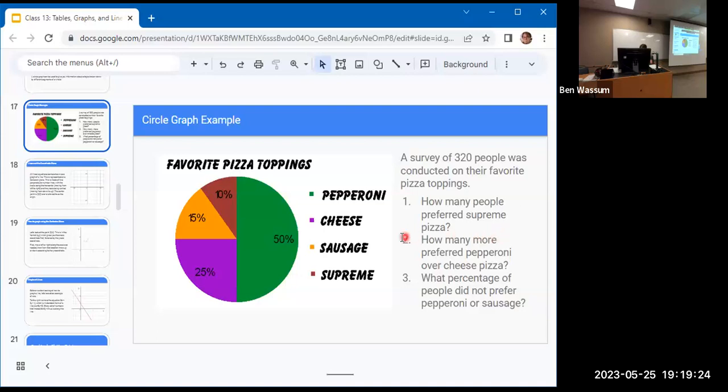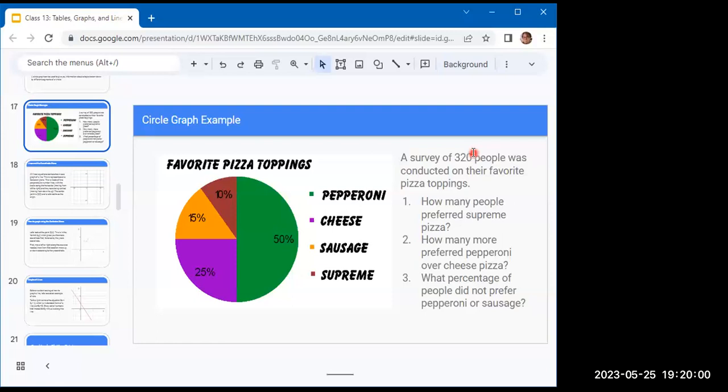So it wants to know how many more preferred pepperoni over cheese. So the first 25 over here doesn't count as much because, well, that's how many. That would be where they'd be equal. But since we're looking for how many more, we find the subtraction between the two percentages, then you have the 25% here, and you're going to multiply that by the 320. So 25% times 320, you would change it to a decimal, so you'd have 0.25 times 320, and that's where you get the 80.